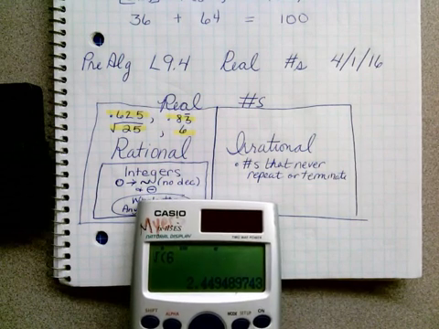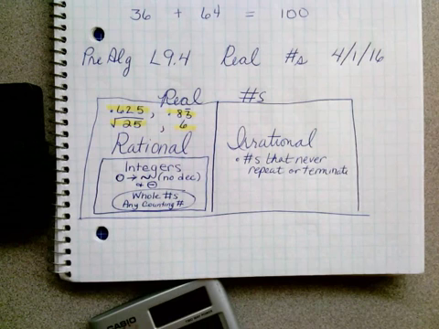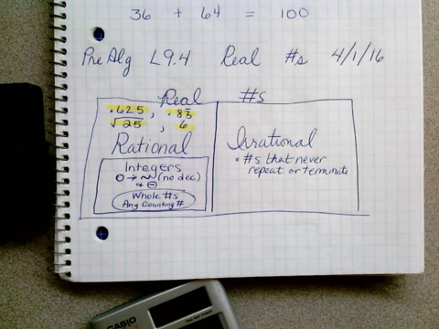Okay, and 16 over 25's root, that's 4/5. 4/5 is what, 0.8? Rational. Okay, Lee, are you cool with this so far? How about Hannah? Okay. All right.